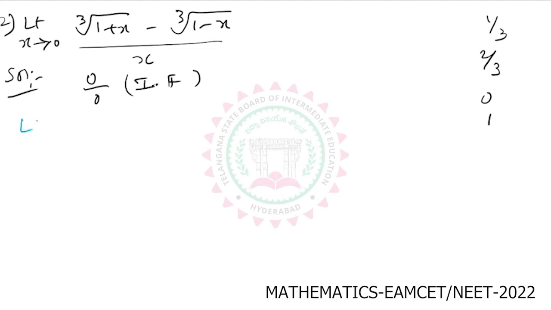Is equal to limit x tending to 0. This cube root of 1 plus x is nothing but a form of x power of n, that is 1 plus x whole power of 1 by 3. So what is the derivative of (1 plus x) whole power of 1 by 3? It is n x power of n minus 1. What is n? 1 by 3 minus 1 into the derivative of x, which is 1.